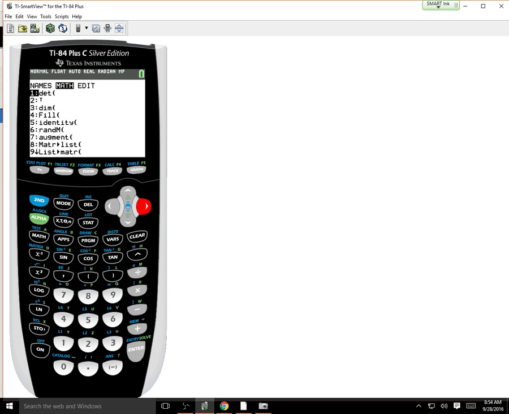Push up. It just jumps faster, and you want to get to B, which is RREF. Not REF, RREF. If you go to REF, will you get a different answer? No, but it won't be done.